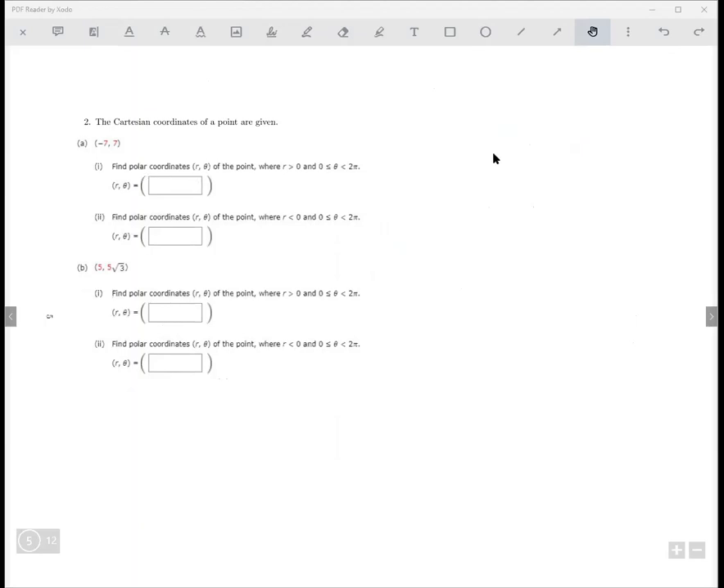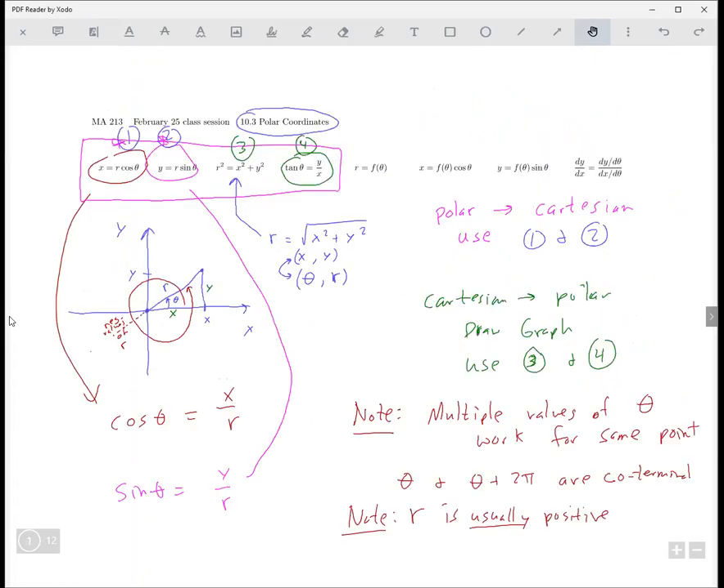The Cartesian coordinates of the point are given. Notice what I said on the first page. When you're converting from polar to Cartesian, just use these 2 equations. You can also graph it if you want, which is what I did in those. So in the first exercise, we were doing this. Now in exercise number 2, we're going to convert from Cartesian to polar.